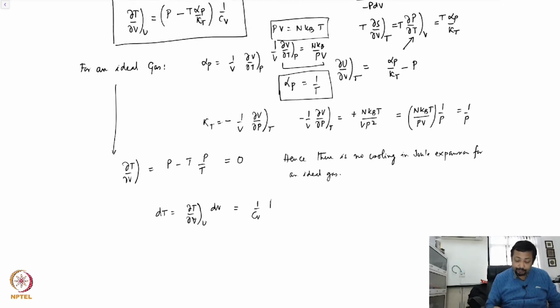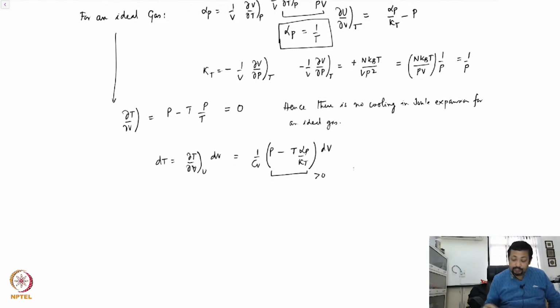We come back to our original starting point, dT is (∂T/∂V) at constant U times dV, which is 1 over C_V, and then you have P minus T α_P over κ_T times dV. So if the quantity in the bracket is positive, then there is heating. So the temperature of the gas increases. If this is negative, then the temperature of the gas decreases.